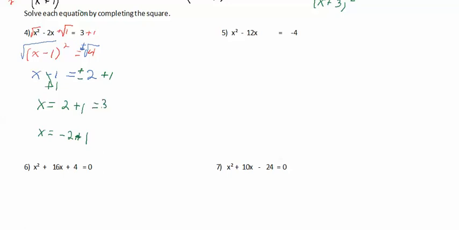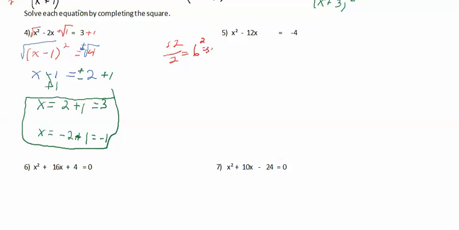So I've got 3 over here, and I have -1 here, and that's my solution. Okay, next one. Take the middle term, divide it by 2. So I've got 12 divided by 2, which is 6. Square it. It's 36. So I'm going to add 36 to both sides. So add 36 here and add 36 here.